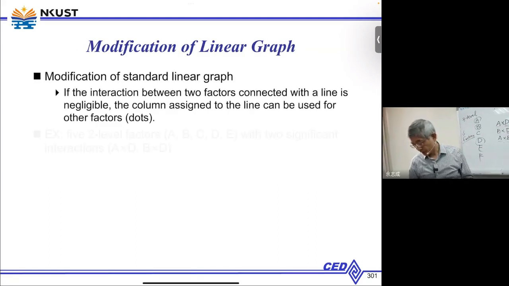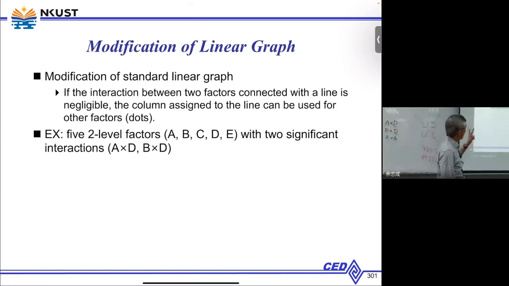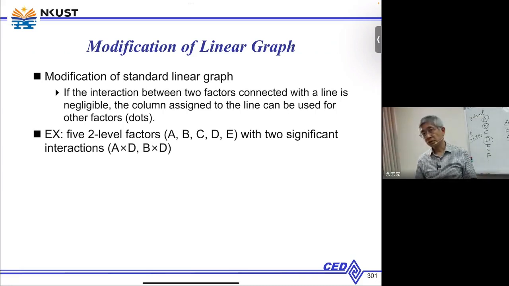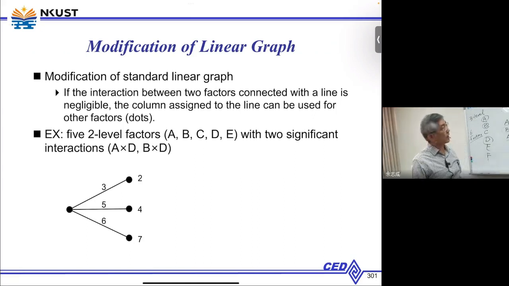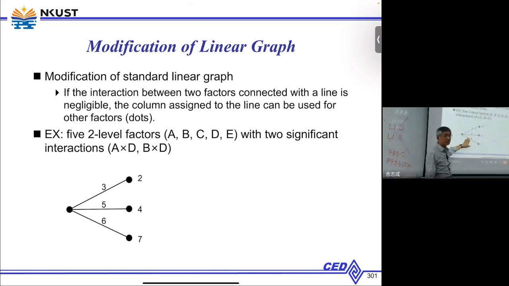For instance, if you have 5 2-level factors and 2 interactions, AD and BD, how do we assign the 5 factors and 2 interactions? So let's look at the linear graph. Can this linear graph be used for this problem?